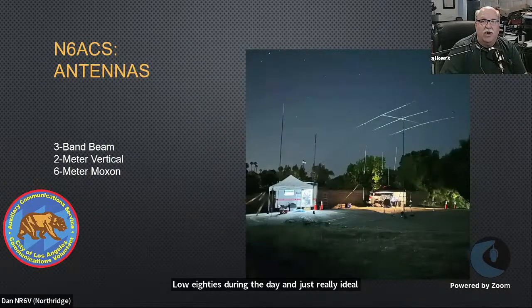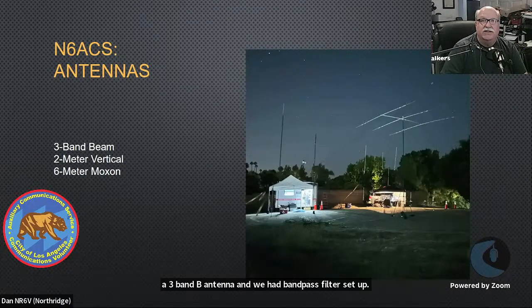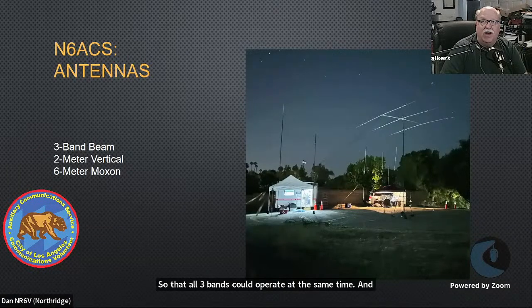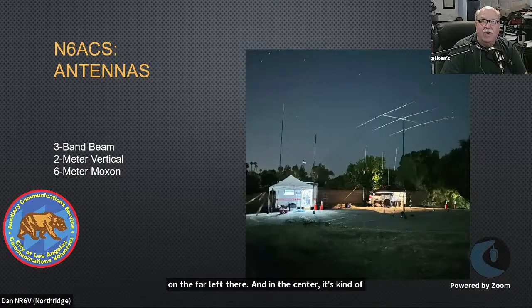So we'll start with antennas. We had several. You can see in this picture here, we have a 3-band beam antenna, and we had bandpass filters set up so that all 3 bands could operate at the same time. And I don't know that we actually had 3 operating at the same time, but I know we had at least 2. We have a 2-meter vertical on the far left there. And in the center, it's kind of hard to see, but it's a 6-meter Moxon.